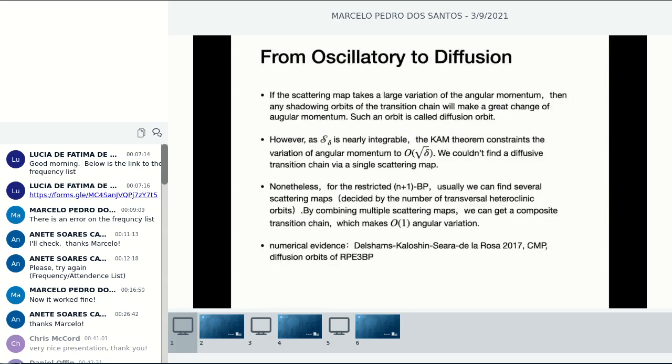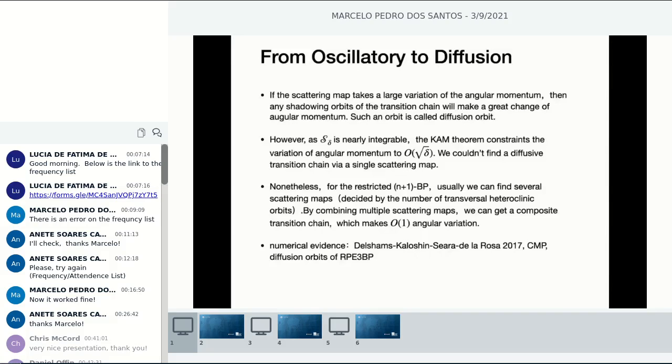Also, and last, I want to talk a little bit about some heuristic idea to generalize the oscillatory orbit to the diffusion orbits. Basically, from the scattering map, if we can find a transition chain such that the point makes a very large variation of the angular momentum, then we can schedule this transition chain and get a certain shadowing orbit which also makes a great change of angular momentum. Such an orbit is called diffusion.